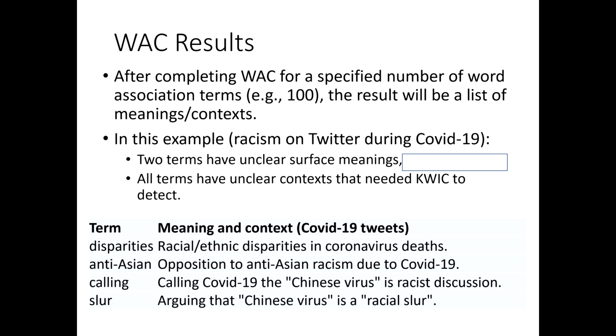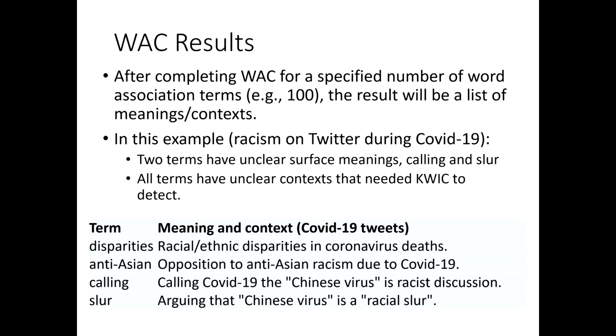And I think of these 4 terms, 2 have unclear surface meanings and all of them have unclear context. So by unclear surface meanings, I think 2 of the words could mean something completely different. And unclear context, I think that all of the words could be used in completely different contexts to the context in COVID-19. So which 2 terms do you think have unclear surface meanings? They're ambiguous in the surface meaning of the word. So have a guess and then I'll show you my answer.